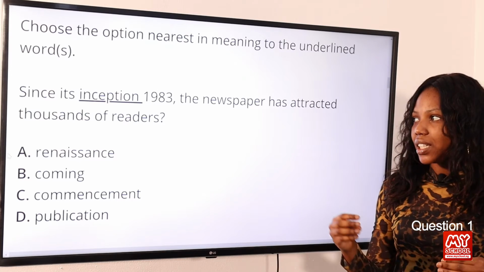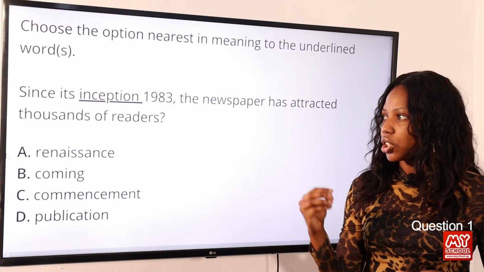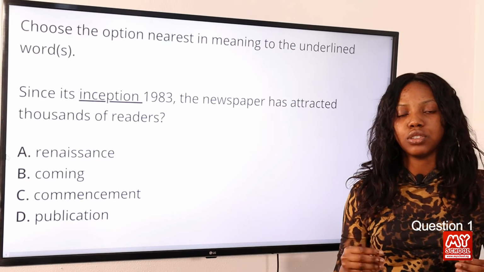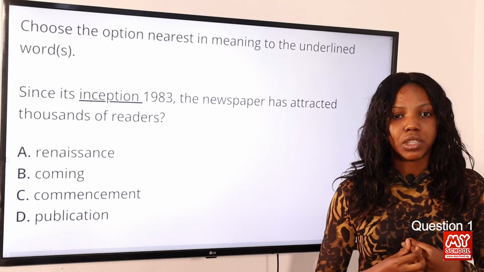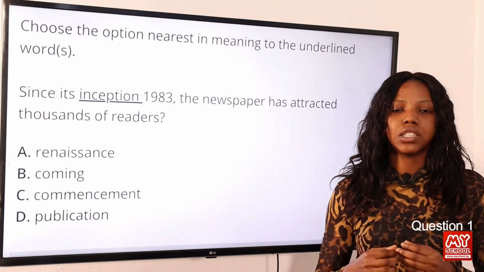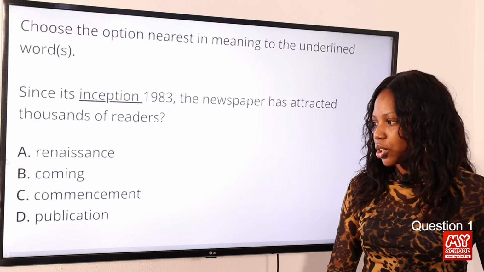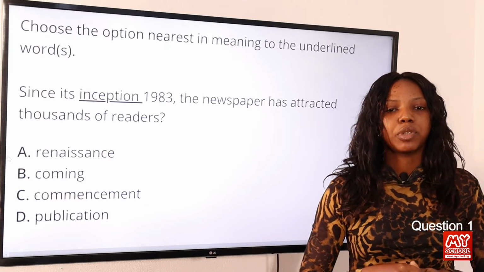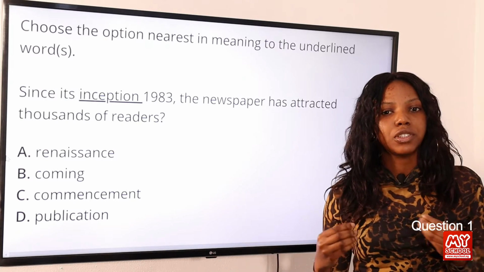So the word underlined here is inception, and based on the instruction, we should choose the word nearest in meaning to the word underlined. Inception simply means the creation or beginning of something. The answer to this question, therefore, is option C, commencement, because it also means the beginning of something.